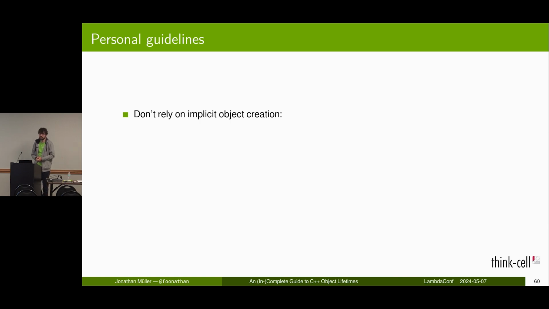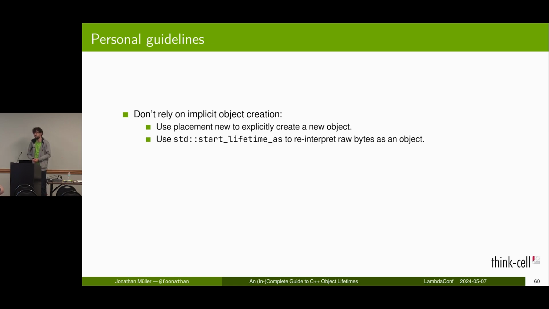Don't rely on implicit object creation. It's a bit weird magic time travel. Instead, use placement new when you explicitly want to create a new object. So when you're mallocing something, use placement new to create the int instead of just assignment. And use start lifetime as. When you just want to start the lifetime of an object without changing the bytes, write that. Write start lifetime as, it makes it way more explicit what's going on.